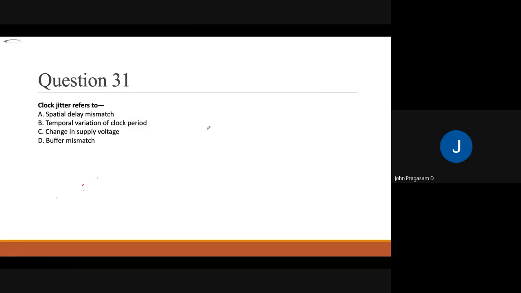Question number 31. Clock jitter refers to spatial delay mismatch, temporal variation of clock period, or change in supply voltage or buffer mismatch. Option D. Yes, temporal variation of a clock period.